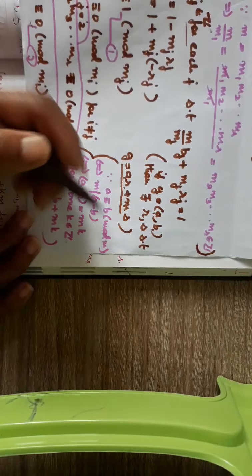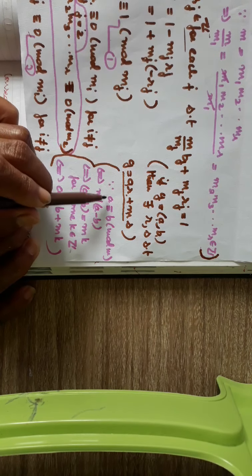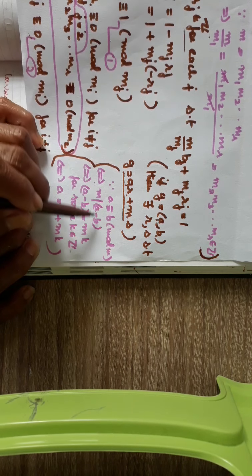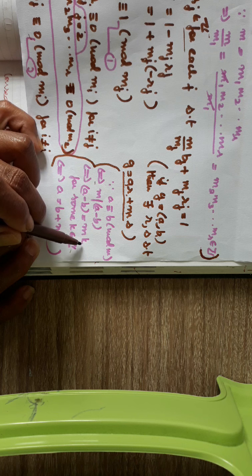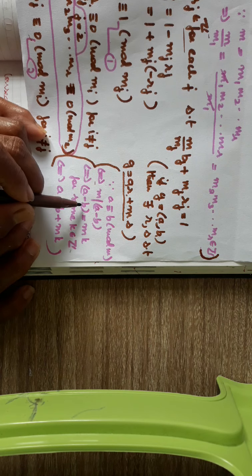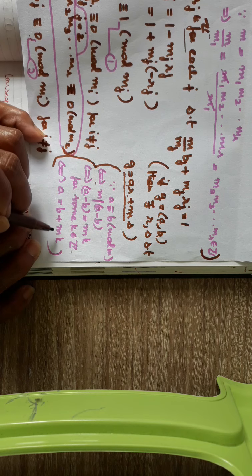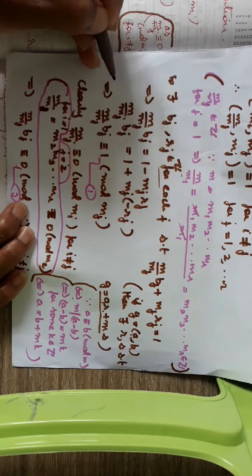Again, from the definition of congruence and a relation between congruence and divisibility, we have a congruent to b mod m if and only if m divides a minus b, if and only if a minus b is a multiple of m, that is mk for some k belonging to the set of integers, if and only if a is equal to, bringing this b to the right hand side, b plus mk. So again from here to here, this is an if and only if statement.